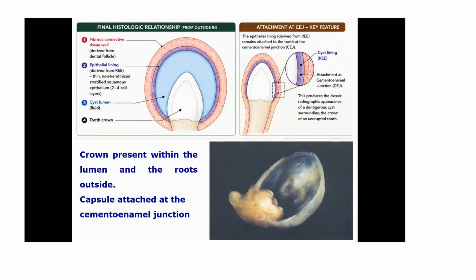Moving on, one very important thing which you need to understand is that in a dentigerous cyst, particularly, the crown is present within the lumen and the roots are outside. So it's like the cyst is surrounding the entire crown structure. Now, where is it attaching? The capsule of the cyst, which is the connective tissue capsule, attaches at the cemento enamel junction. On the right hand side above, there is an image which shows you exactly how the attachment of the cyst takes place.